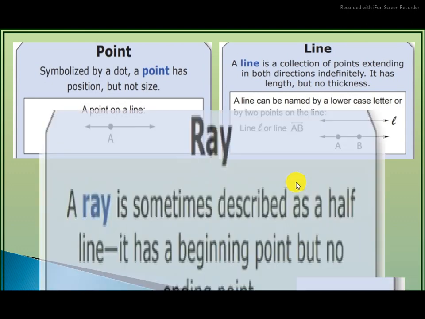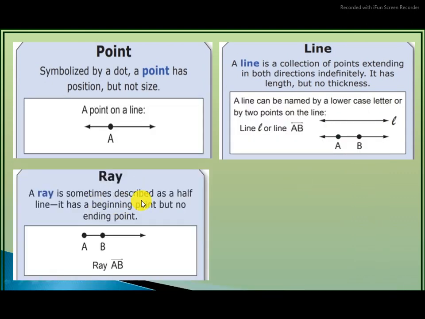which shows that this is a line AB. A ray is sometimes described as half a line, or it has a beginning but no end point. The one side extends indefinitely. Ray also is written as AB with an arrow mark above.